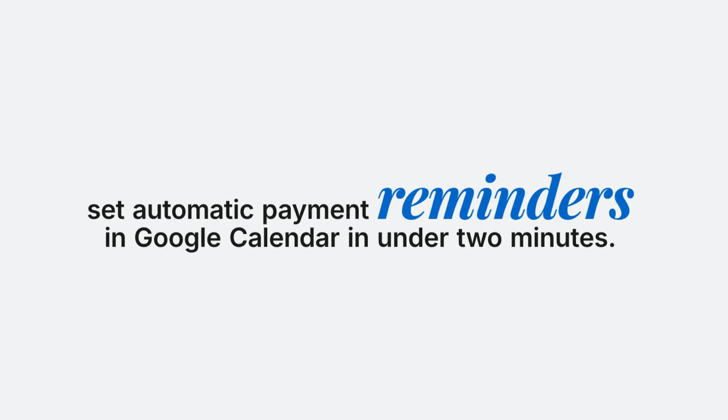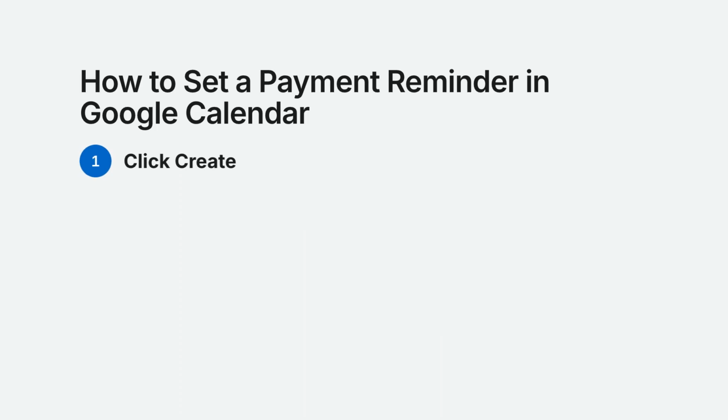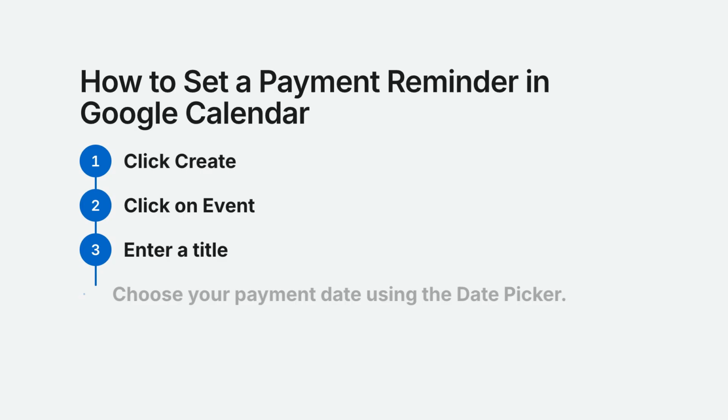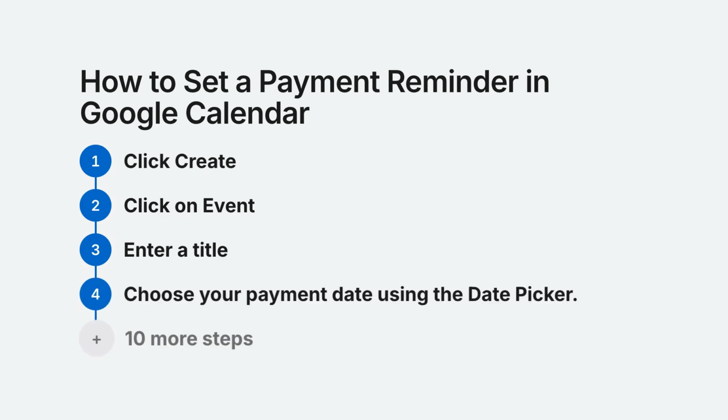Are you tired of forgetting to pay your bills and getting hit with late fees? Learn how to set automatic payment reminders in Google Calendar in under 2 minutes. First, we'll create a new event for your bill. Then set the date and repeat frequency. And finally, configure notifications so you never miss a payment.